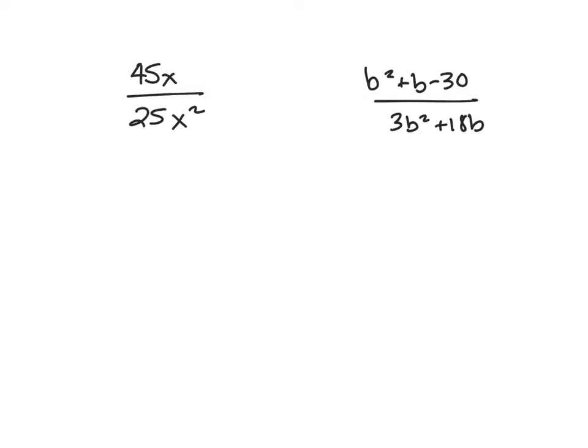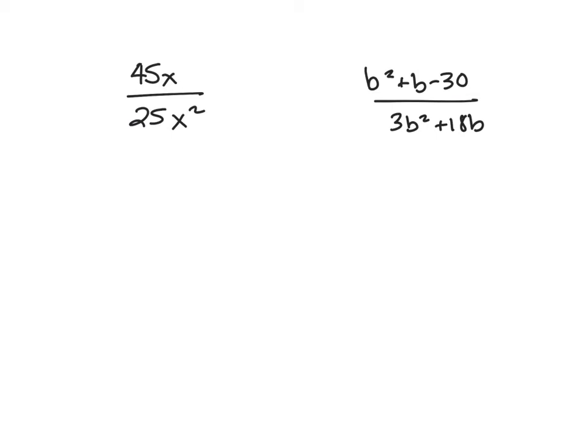Okay, for this warm-up, we're just practicing reducing rational expressions. So we want to look at any numbers that are involved and then any variables that are involved or any factors that are involved in general. So this first one, 45x over 25x squared. First thing to always check is, is it factored? There's nothing we can factor here, so we're good in that instance.